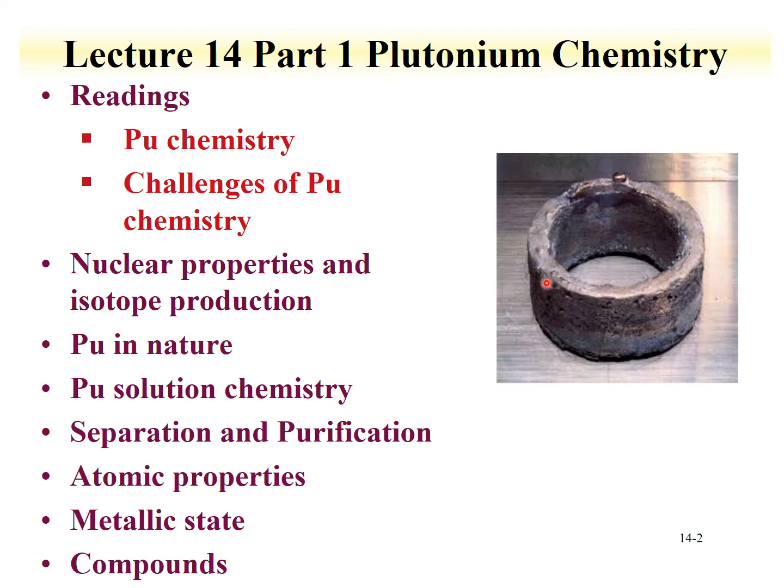If this is plutonium-239, one way of preventing it from undergoing fission is to have a shape which has a very high surface area. So the ring is one way of doing that.